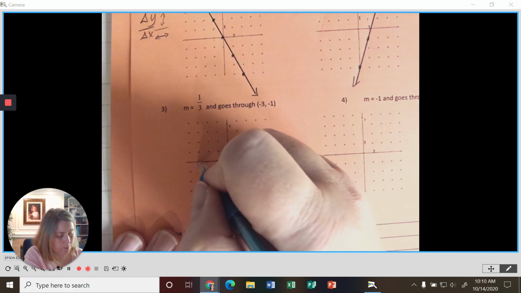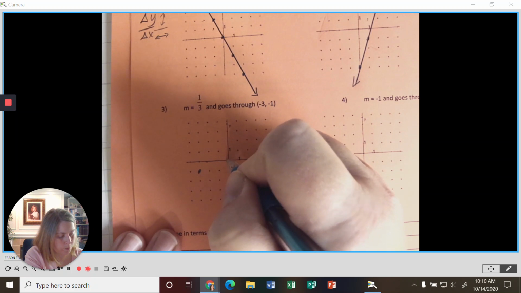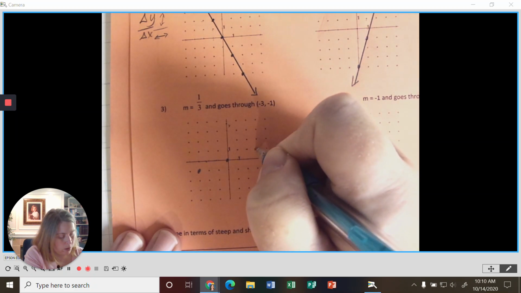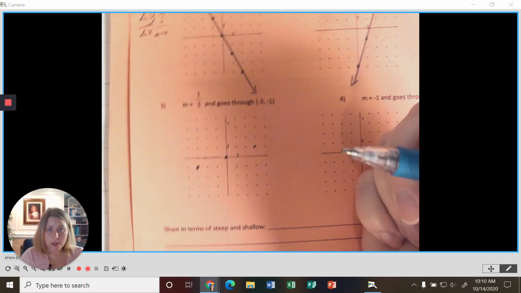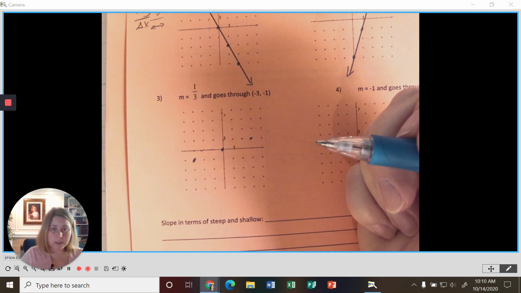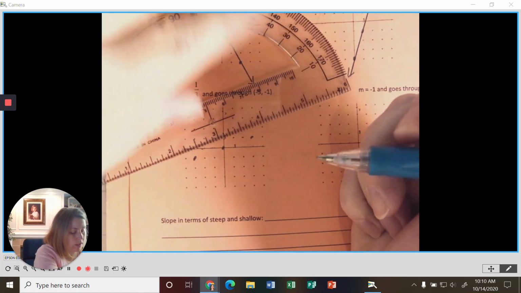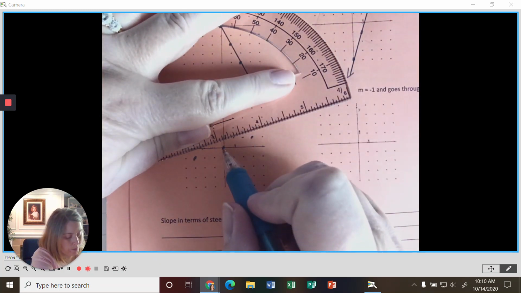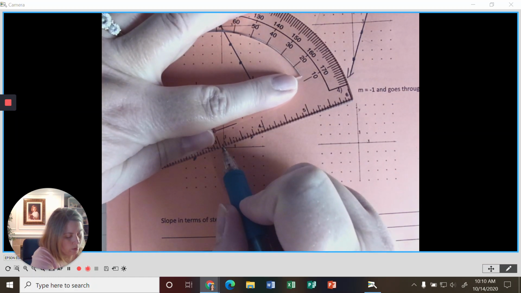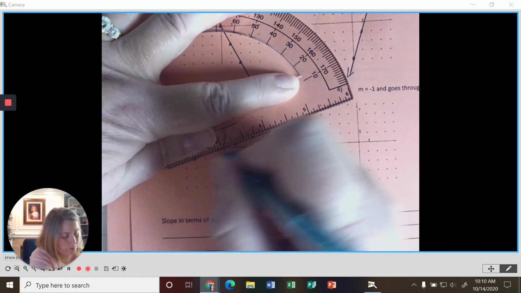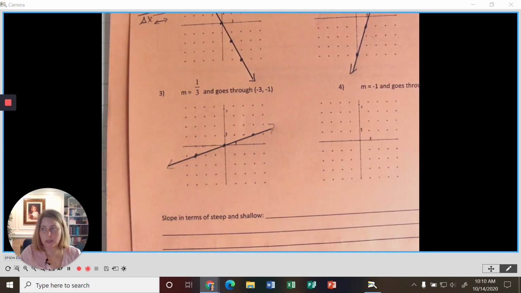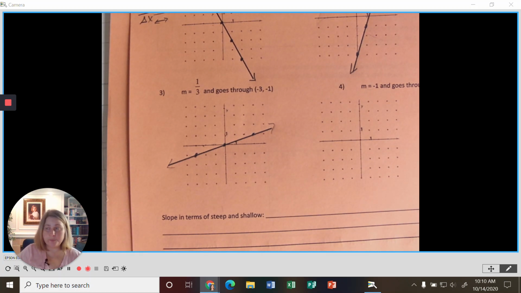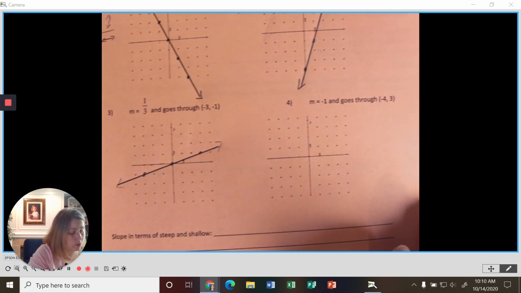So I'll go up 1, right 3, up 1, right 3. And we always plot multiple points because that helps us to have a built-in check to make sure we're not mislabeling any of our lines or miscounting. Okay, so 3 points minimum when we're graphing a line. And again, extend your line to the edges of the graph, and we always put arrows to indicate that it is a line.